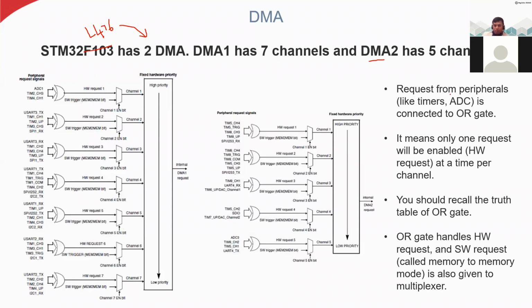So requests from peripherals are connected to an OR gate. Here you can see there are so many interrupt signals coming from peripherals. These are connected to the OR gate. This is the OR gate. Remember, in the logic gates, what will the OR gate do? You can have multiple inputs. You can have 2 inputs or 3 inputs or whatever number of inputs, but you will have only one output.